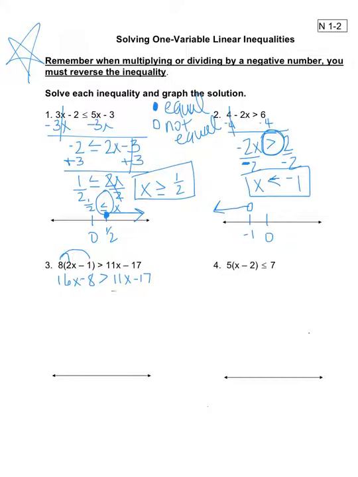Again, it doesn't matter which side you move your variables to. So I'm going to subtract 11x. So we have 5x minus 8 is greater than -17. So next step would be to add 8. And you have 5x is greater than -9.